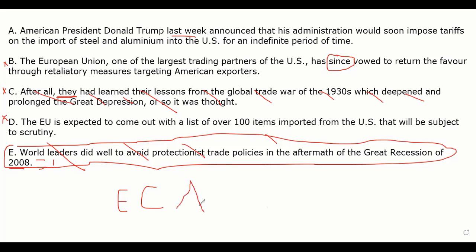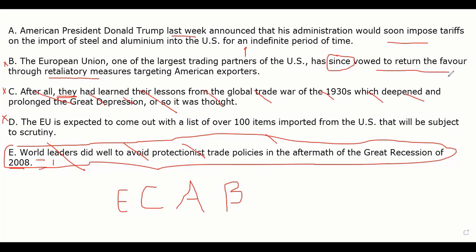Because first the American president is saying he will impose tariffs on the import of steel and aluminum in the US for an indefinite period of time. That is why it says the European Union, one of the largest trading partners of the US, has since vowed to return the favor with measures targeting exporters. So this is the favor they are returning. When we say they vowed to return the favor, what does it mean? Can anybody explain?